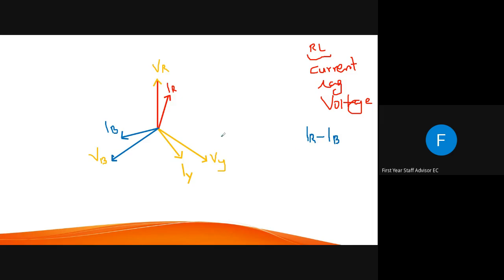So what I should do is what we have done in the case of the star connected circuit. There, it was VR minus VY. We extended VY in the negative direction and then we drew the parallelogram. Similar to that, what we are going to do is extend this IB in the negative direction.